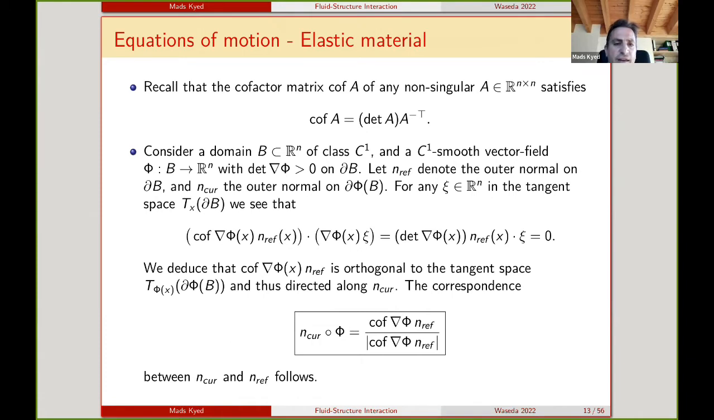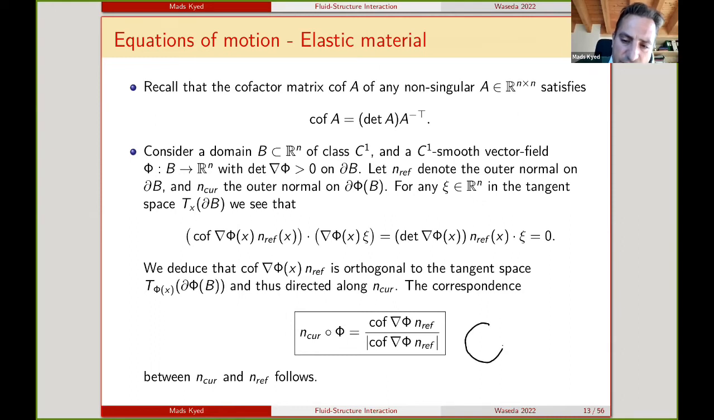in the next part here. Consider a domain. Let's do R^n. Let's consider a domain B in R^n, sufficiently regular, and a function or vector field capital Phi that satisfies the assumptions from before, in particular orientation preserving. So let n_ref denote the outer normal on B. So I can make a drawing, of course.